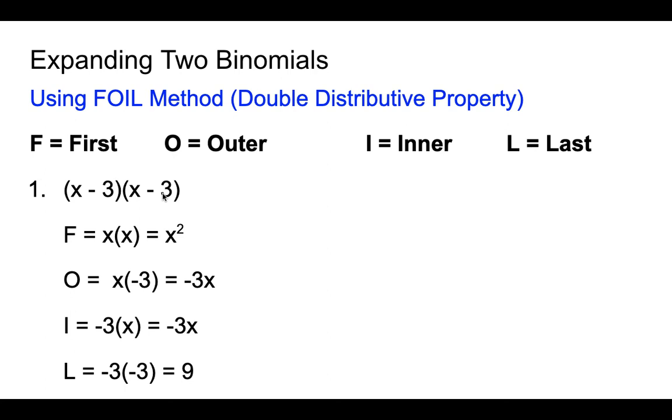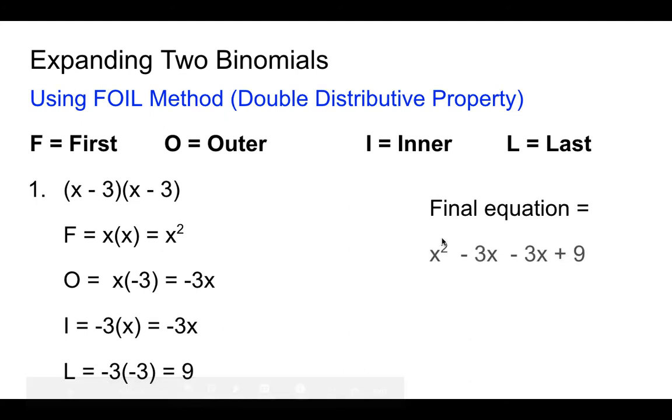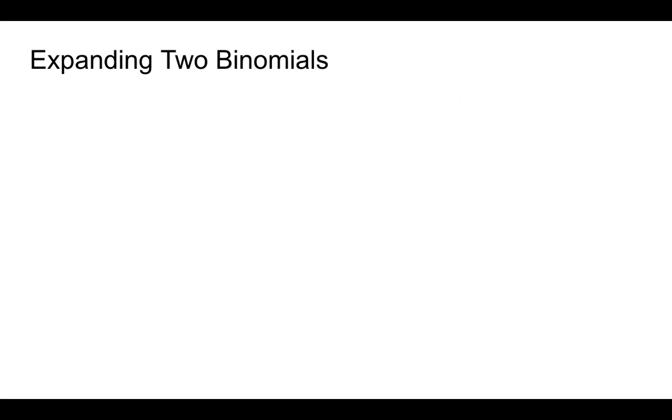Okay. Now, just like we did with the last two methods, you're going to write down all of your terms. And then you're going to combine your x's. So if you have -3x and another -3x, you're going to have a total of -6x. And that's how you do the FOIL method. I'll go through another one just so you have it.